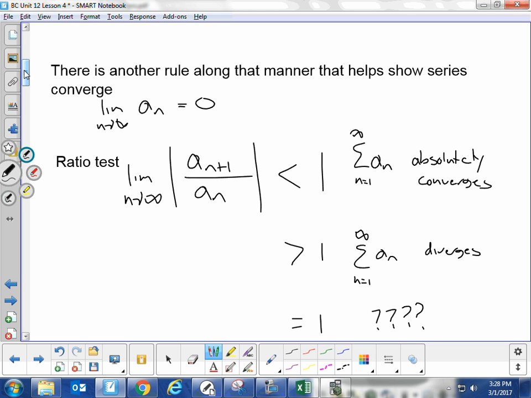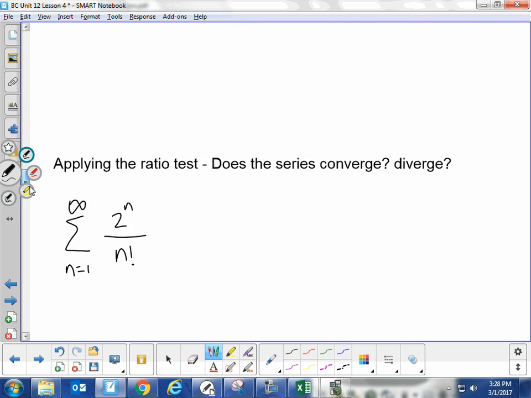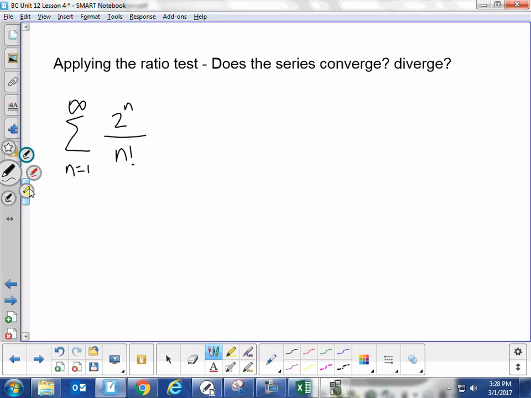Okay? So we are going to tackle a guy like this. Does this converge? Something like 2 to the n over n factorial. We will use the ratio test to figure out if it converges or not. The other tests, like the integral test, I can't take the antiderivative of that. It's not a p-series. It's not a geometric series. It's not an alternating series. We're going to need the ratio test for this type of series.